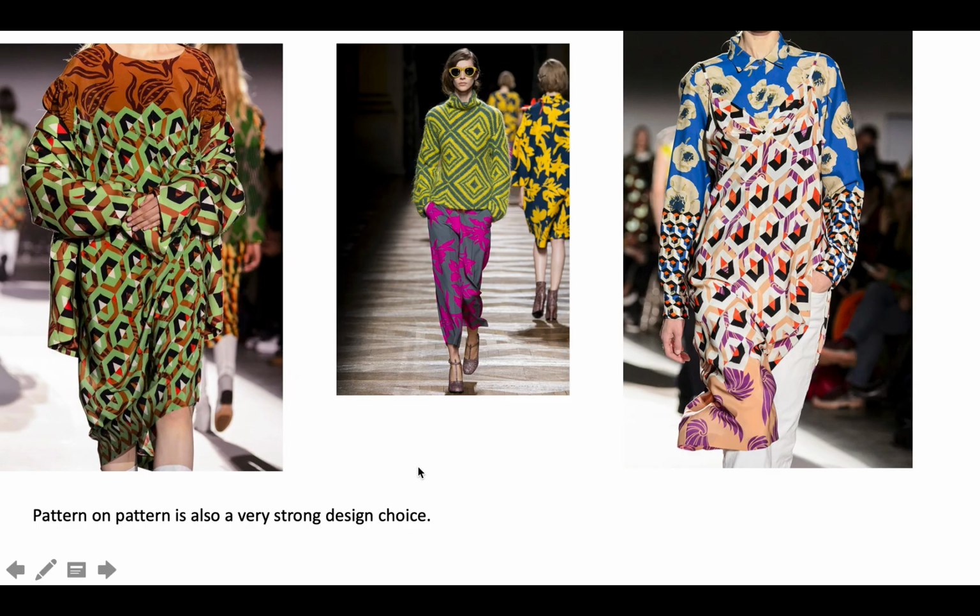Also, pattern on pattern. Very strong design choice. It's busy and it's crazy, but we can't help but be drawn to it, okay?